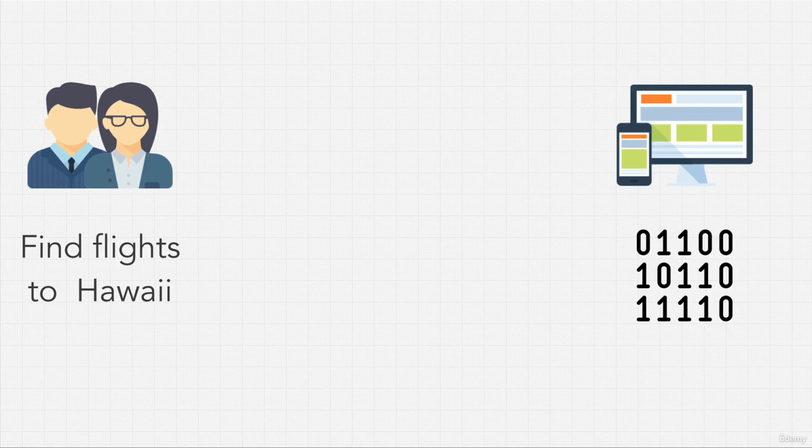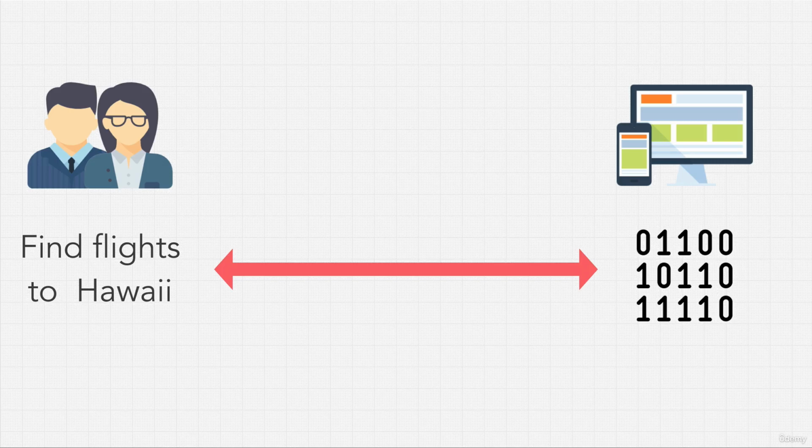So humans have developed programming languages that are in between human language and machine language, that is, zeros and ones. Some programming languages are lower level than others, that is, they're closer to machine language. And other programming languages are higher level, that is, they're closer to English or a human language.